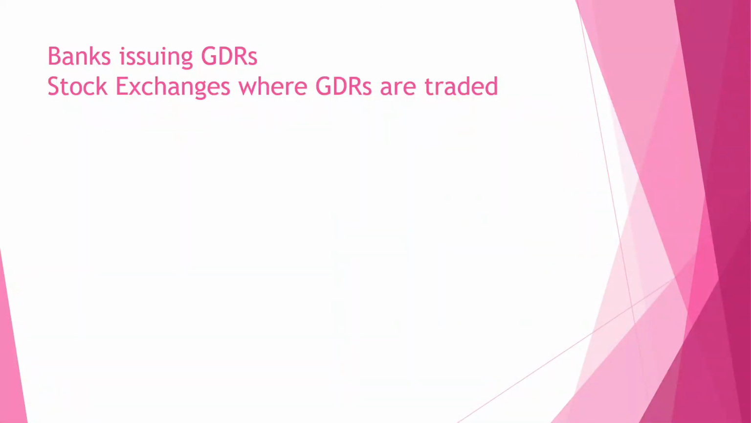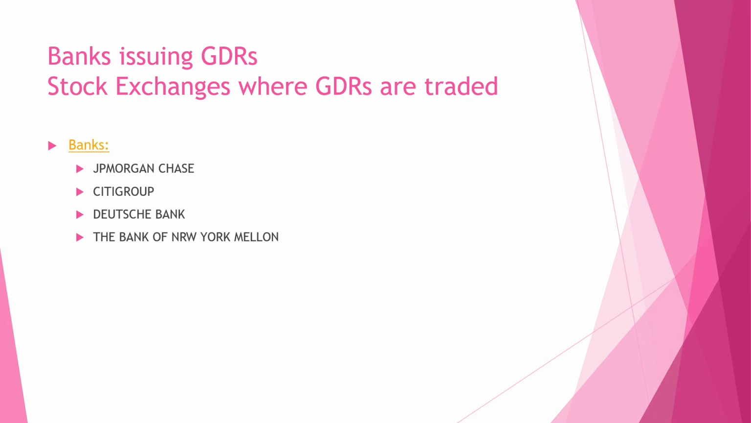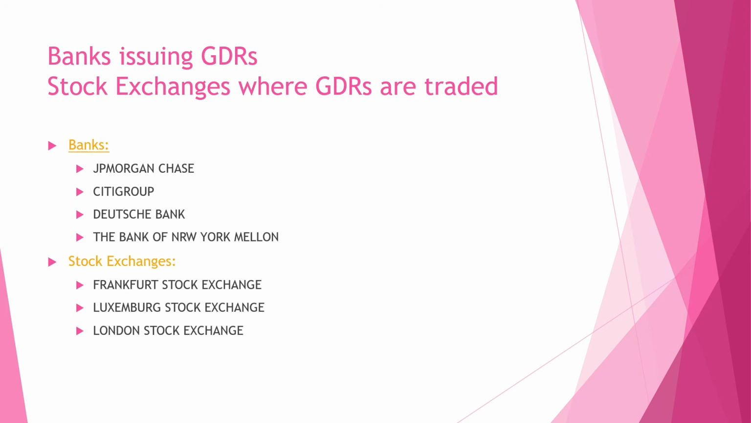Let us now observe the banks that are issuing ADRs and GDRs, and the stock exchanges where GDRs are traded. The banks are JP Morgan Chase, Citigroup, Deutsche Bank, the Bank of New York Mellon. We also have stock exchanges: Frankfurt Stock Exchange, Luxembourg Stock Exchange, London Stock Exchange. These are the banks and the stock exchanges where the GDRs are being traded. ADR is traded only in American Stock Exchange.